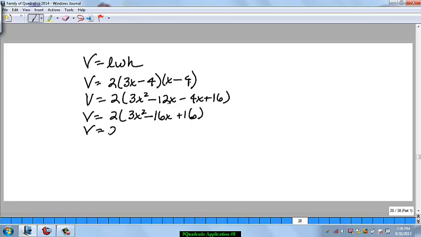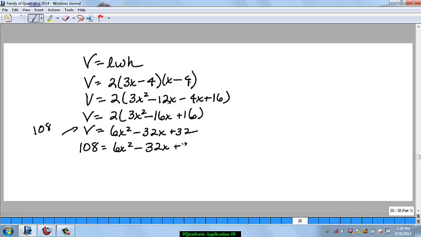Multiply these by 2 again. Oh, excuse me, I might as well just distribute it now. So I have 6x squared minus 32x plus 32. Now I'm going to put the 102 right in this spot because I know that's what the volume of my new box is. Remember, all these are the shortened sides. This is one side, the other side, and this is how high it is. So I have 102 equals 6x squared minus 32x plus 32.